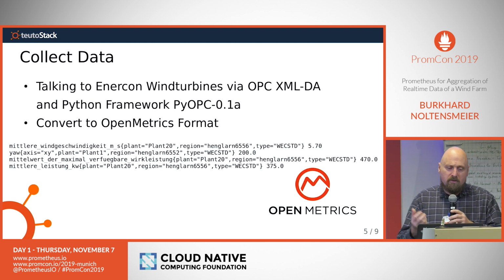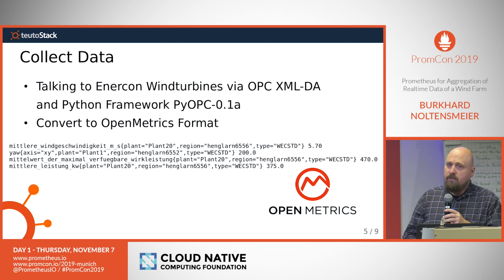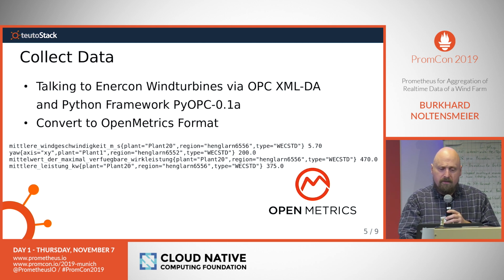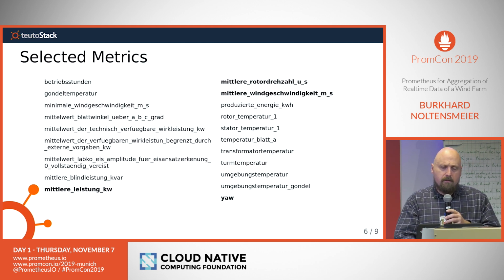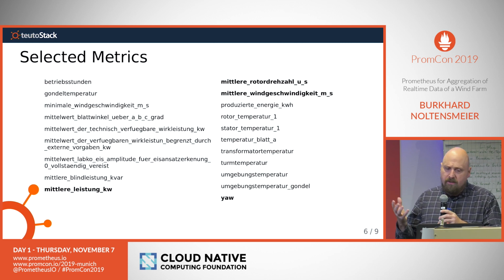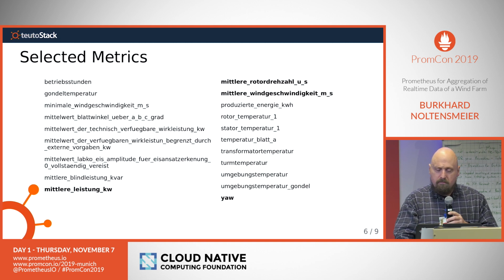like the mean wind speed, the yaw, the axis of the nacelle, and the power of the plants. And this is what we export from the wind turbines, and some other metrics like operating hours, temperature of the nacelle, and power.